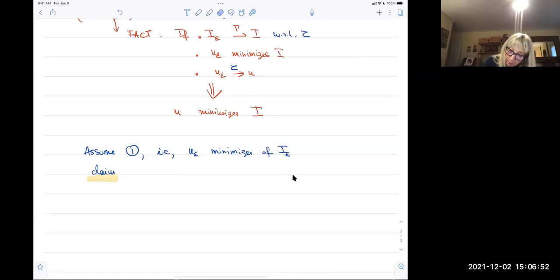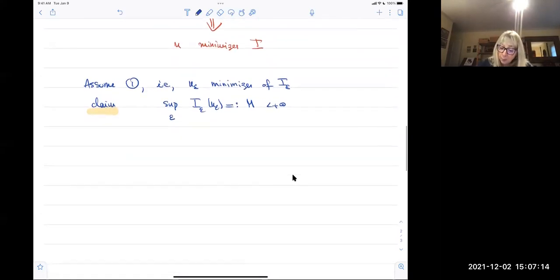And my claim is that the sup in epsilon of I epsilon of U epsilon is some number which I'm going to call M, which is finite. And you may recall that was a crucial point for us to deduce that if that was the case, then it would have to be just 0 or 1. We used that fact.